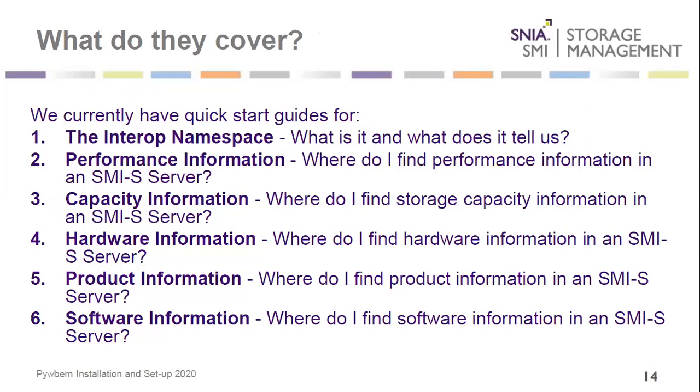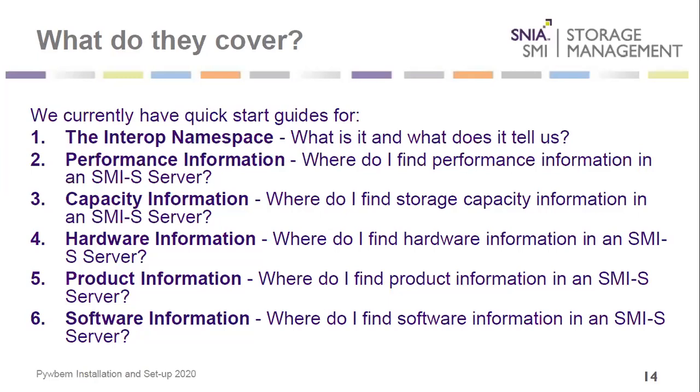We currently have quick start guides for the interop namespace, which tells you what an interop namespace is, what's in it, and what you learn from that. There's a quick start guide on performance. Where do you find performance information? And what do we keep performance on? That's all in there. Capacity information: where do you find storage capacity for an array? That includes raw storage, allocated storage, and finally storage that is exposed as storage volumes.